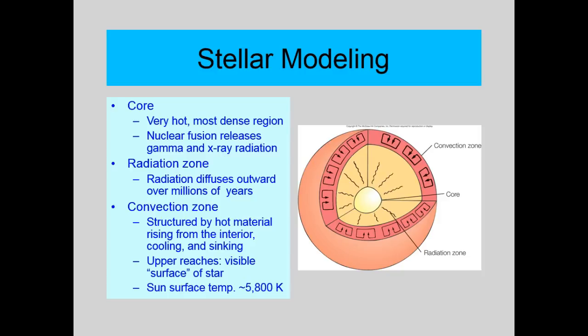So this is what sort of defines the shape of the star as a ball of gases, because you have this convection going on.